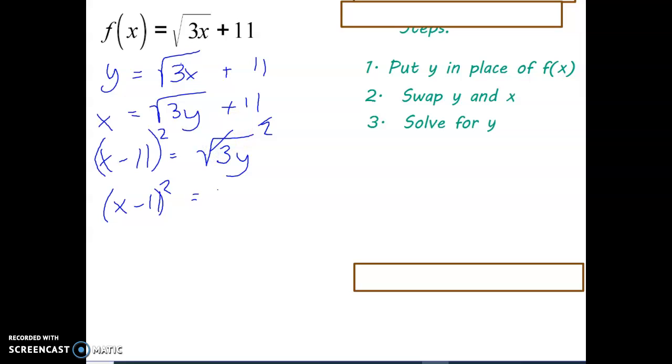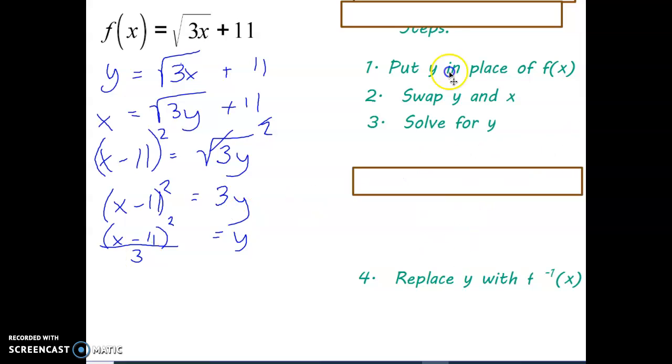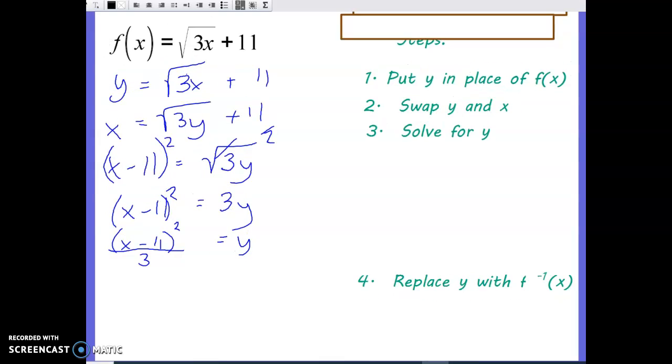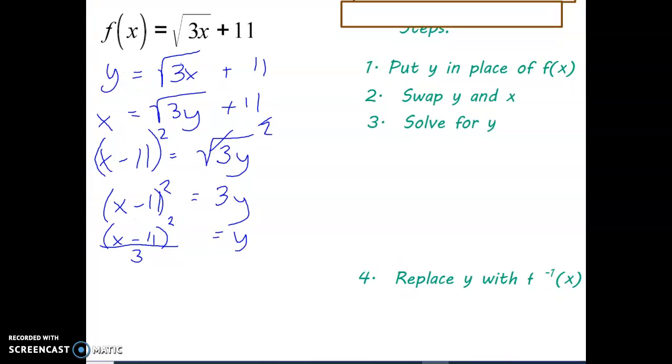Squared and square root are inverses. They're going to cancel each other out. I'm left with 3y. All right, so to get y by itself, I'm going to divide both sides by 3. My numerator does not change. And then my last step, now that I have y by itself, is to replace y with f inverse x. So f inverse x is going to be x minus 11 squared over 3.